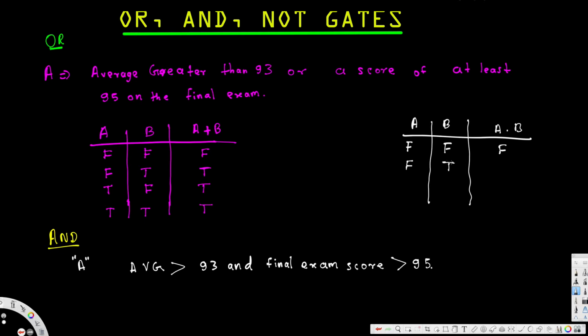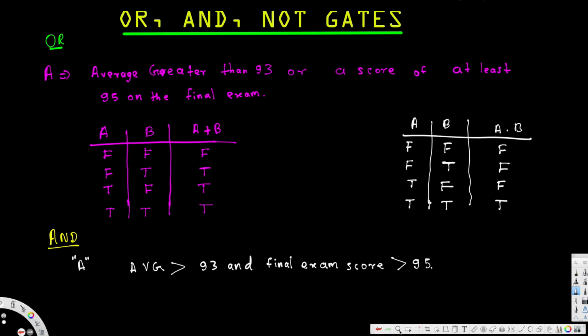He got greater than 95, but he will still not get an A because it has to satisfy both, because it's an AND, right? So it has to satisfy both cases. Even though this one is true and this one is false, he will not get an A. And if both of them are satisfied, he will get an A. So that's how OR and AND work.